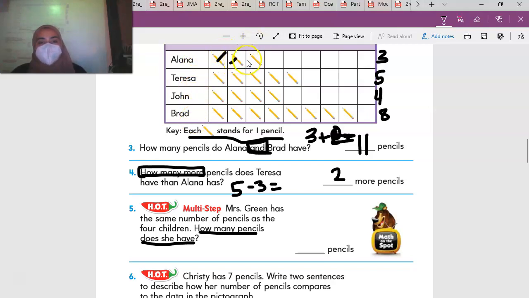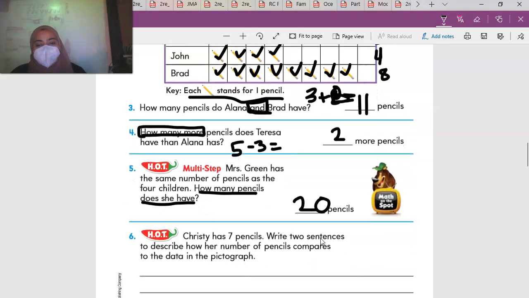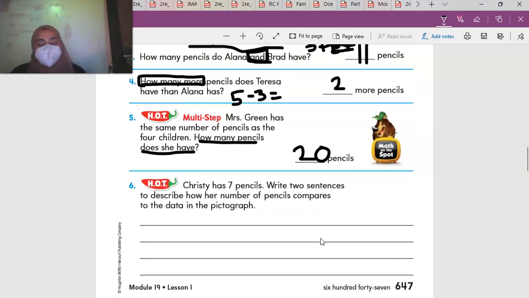1, 2, 3, 4, 5, 6, 7, 8, 9, 10, 11, 12, 13, 14, 15, 16, 17, 18, 19, 20. So how many pencils does she have? 20. Yep. Let's look at number 6.